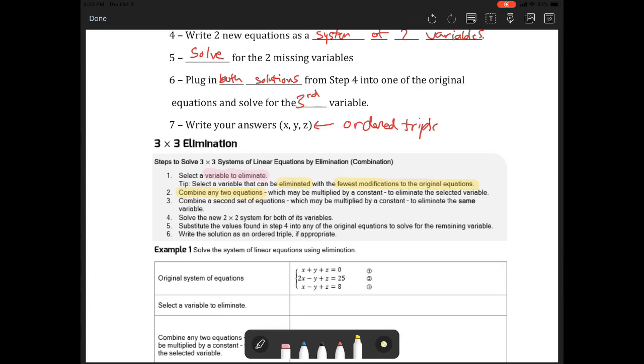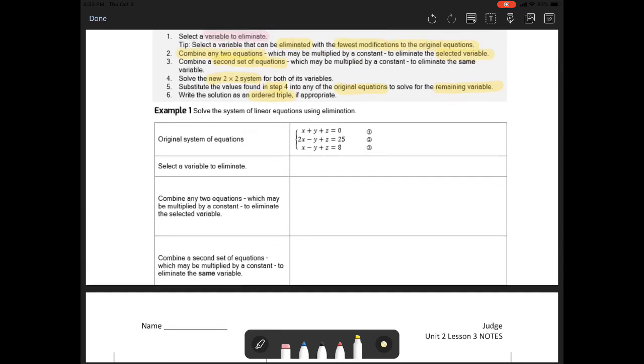Second step, we're going to combine any two equations, which may mean multiplying by a constant to eliminate the selected variable. Third, we're going to combine a second set of equations, which may be multiplied by a constant to eliminate the same variable. After that, we're going to solve the new 2 by 2 system. Then we're going to substitute the values found in step 4 into any of the original equations to solve for the remaining variable. And then we're going to write that solution as an ordered triple, as I've said before, if it's appropriate. When it says if it's appropriate, that means if it's going to be no solution or infinitely many solutions, which are possible in these scenarios.